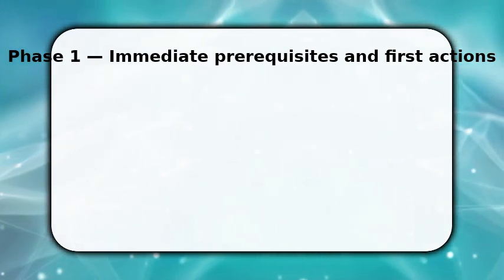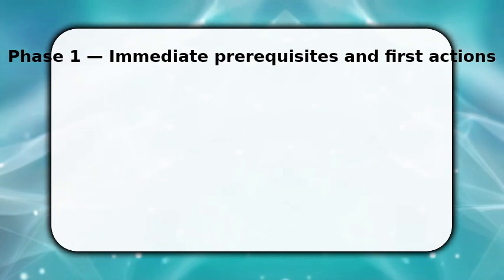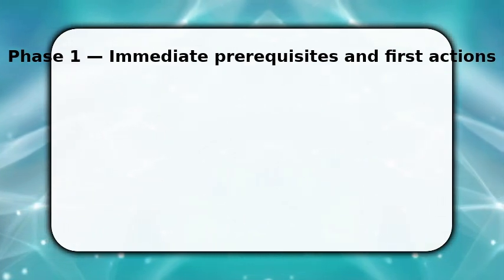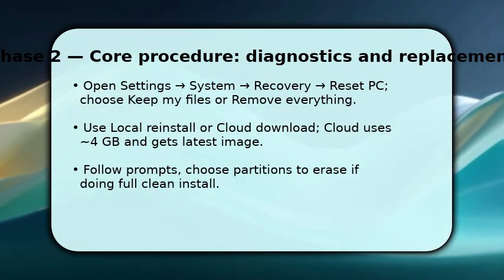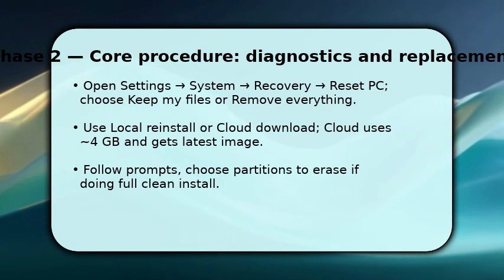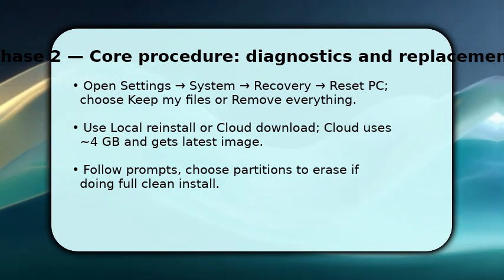You now choose the reset method that matches your goal. In Settings, go to System, Recovery, then Reset PC. Pick Remove Everything for a clean slate or Keep My Files if you want user data preserved. Decide between Cloud Download and Local Reinstall.